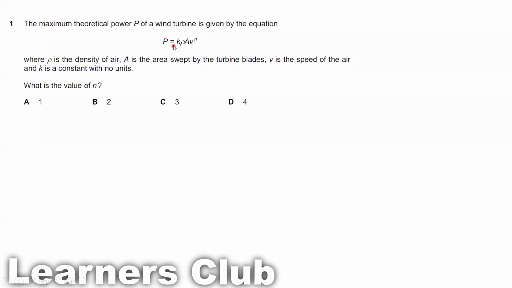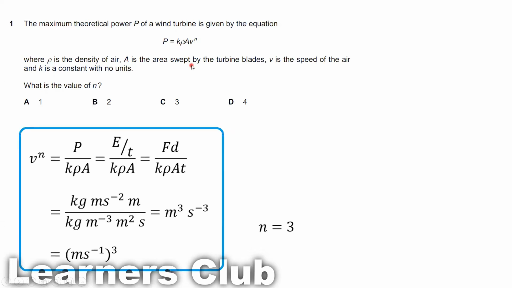So you can see this expression, P stands for power, K is a constant with no units, ρ stands for density, A for area, V for the speed, and N is the power of speed. We need to find the power of the speed. In order to do that, the first step is to make the speed the subject. So keep V to the power N to one side, and the remaining quantities to the other side. So you get V to the power N equals P over KρA, where KρA is the denominator of P.